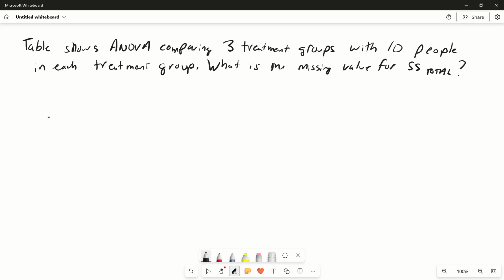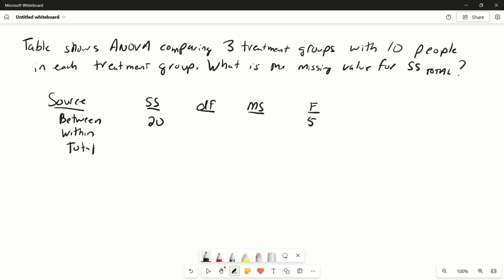So here's what it looks like. We got between, we got within, we got total. There's sum of squares here. Between group sum of squares is 20. We don't know any of this. We don't know the degrees of freedom. We don't know the mean squared. We know the F ratio is 5. So we got to find SS total.